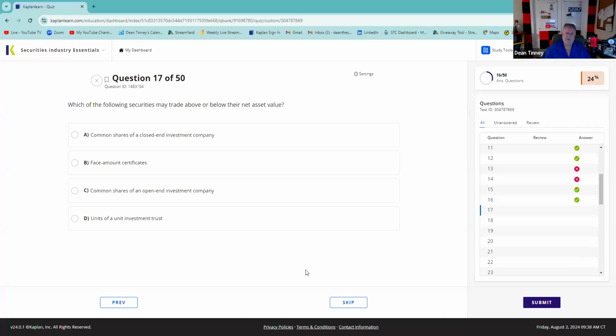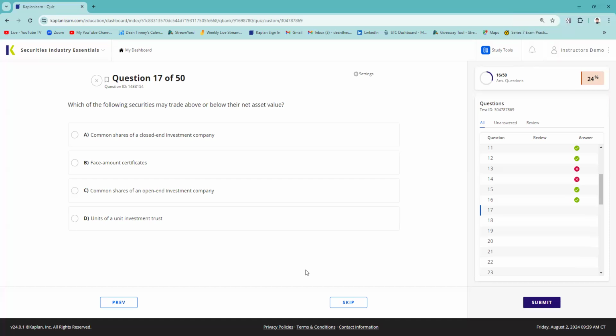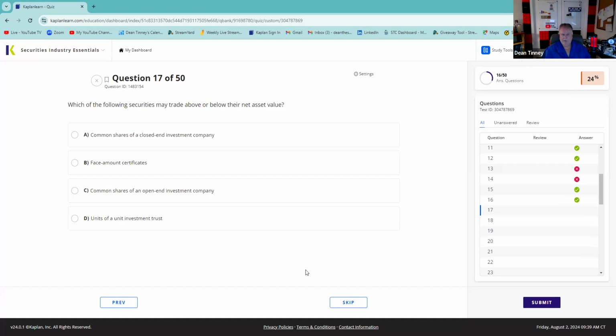Got it. Which of the following securities may trade above or below their net asset value? I like this question. ETFs trade above and below, right? Or mutual funds. I just learned this. Well, remember, we have two different types of mutual funds: open-end mutual funds and closed-end. Very testable distinction.